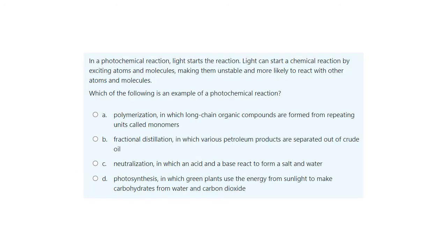Next question. Which of the following is an example of a photochemical reaction? So let's think, what is a photochemical reaction? In a photochemical reaction, light starts the reaction. Light can start a chemical reaction by exciting atoms and molecules, making them unstable and more likely to react with other atoms and molecules. But the key there is that the light begins the reaction.